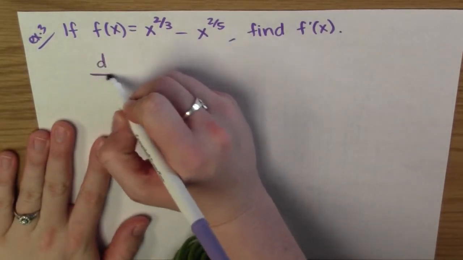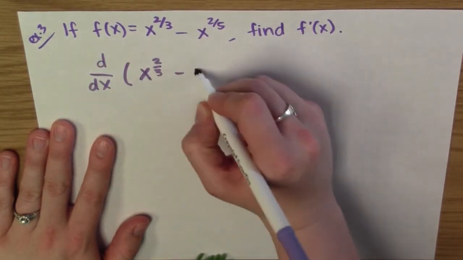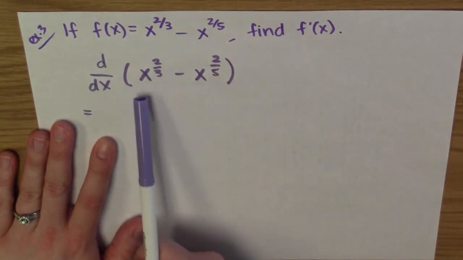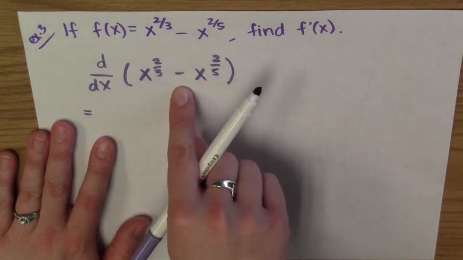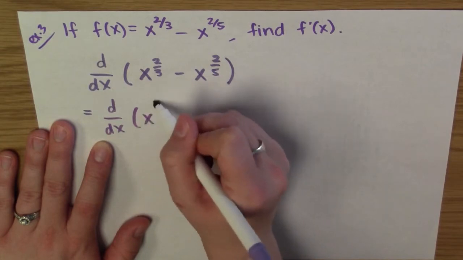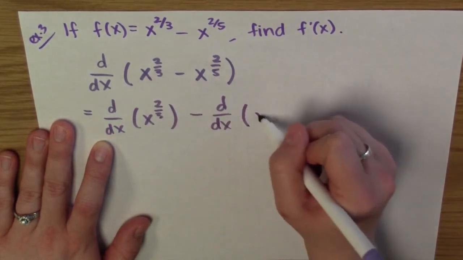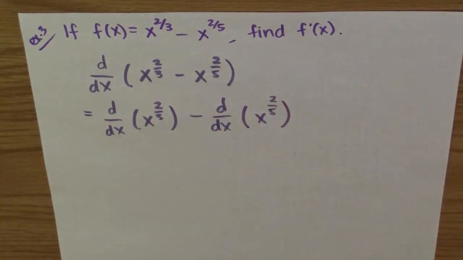I want to take the derivative of this function, x to the 2/3 minus x to the 2/5. The sum rule says that I can take the derivative of each of these components individually and then add them together, or in this case subtract. So this is the derivative of x to the 2/3 minus the derivative with respect to x of x to the 2/5. Okay, so what does the power rule say? I don't have any coefficients to deal with here, so that's a little bit easier.